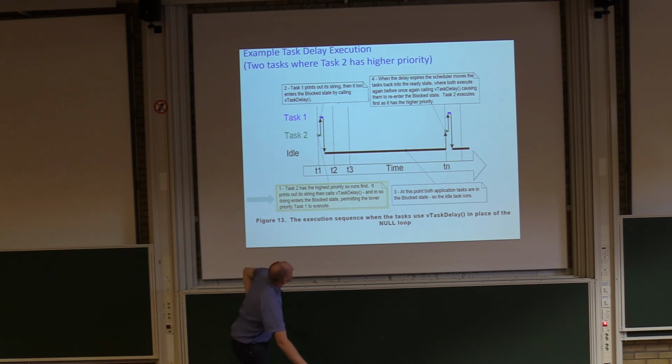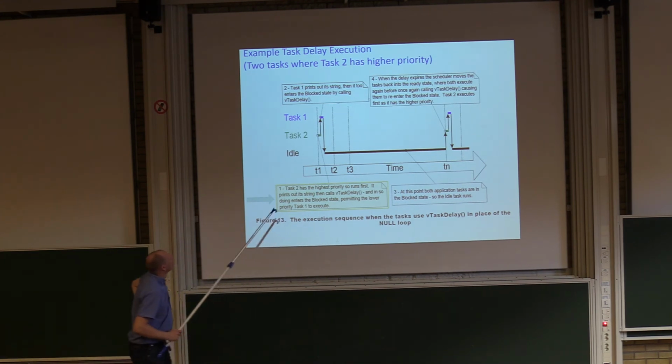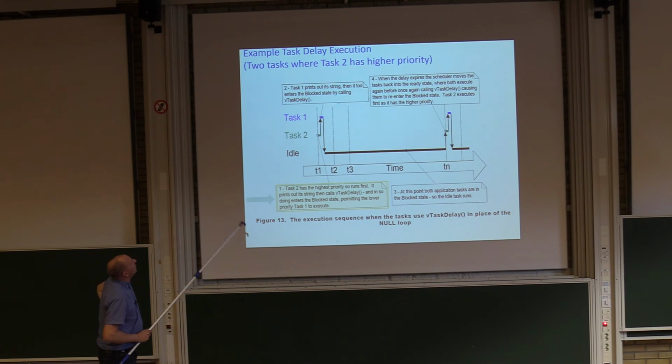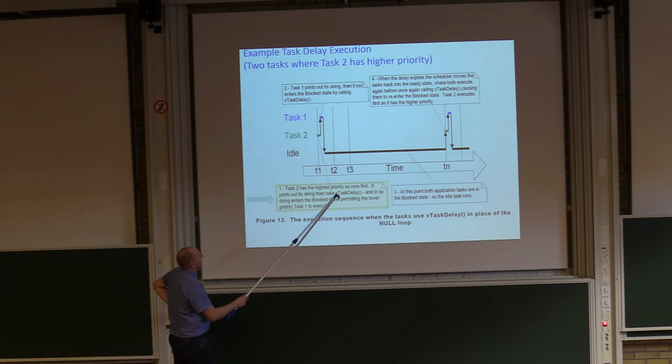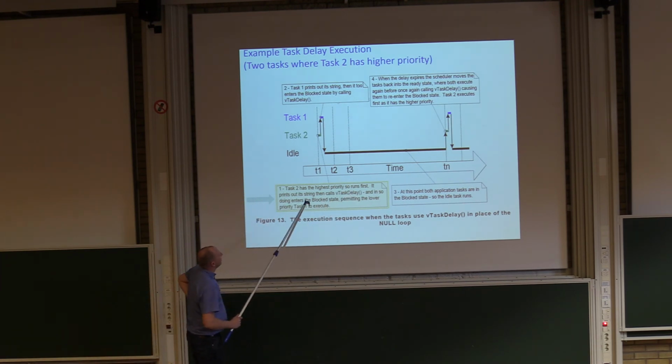Yeah. So in this case, you see here, we have two tasks. Task 2 has the higher priority in this case, so task 2 has the highest priority to run first. It prints out the string and then calls the vTaskDelay.